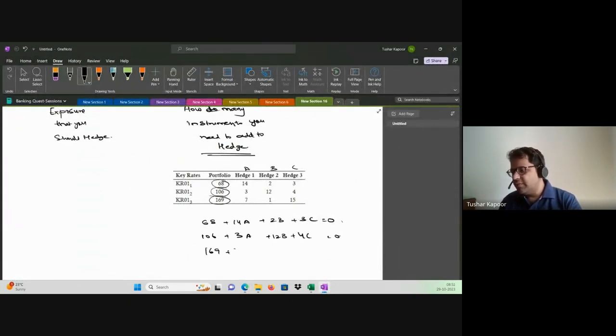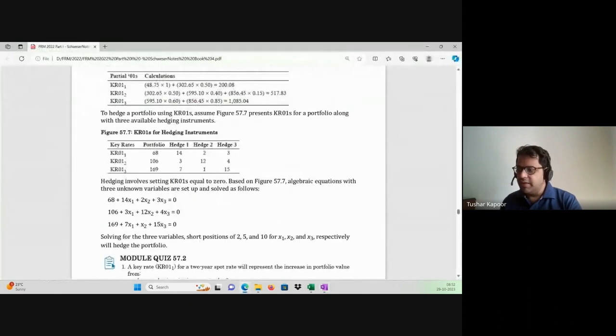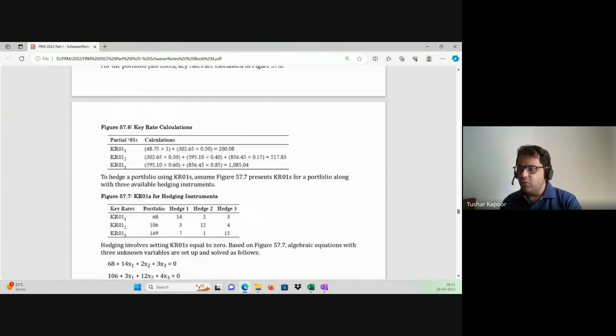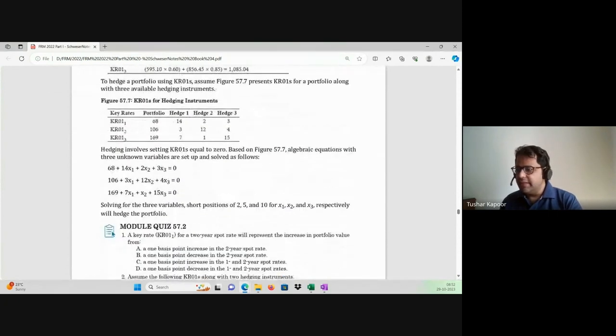Then we have 169 + 7A + 1B + 15C = 0. With this, we'll solve for the A, B, C part and we'll get our answer, which says that to hedge this exposure, overall, what you need is short positions of 2 in the first bond, a short position of 5 in the second bond, and a short position of 10 in the third bond.